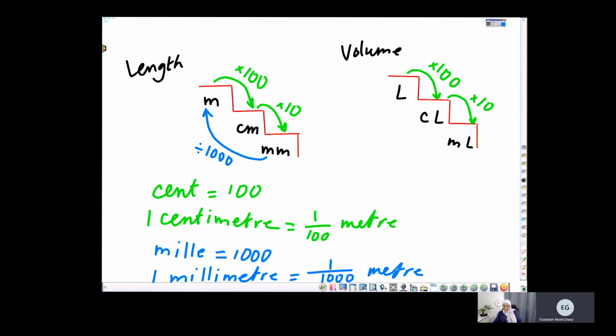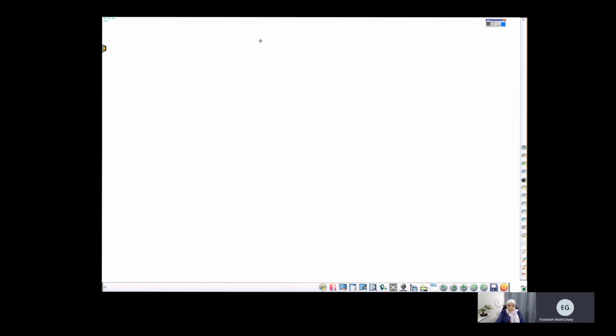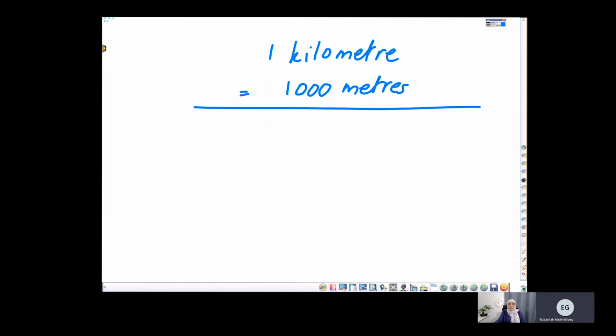So what is the last thing I want to speak about in the language? For kilo, you want to convert kilo. We have kilometer, 1 kilometer. What does it mean? 1 kilometer is 1,000 meters. What about kilogram for mass? 1 kilogram is 1,000 grams.